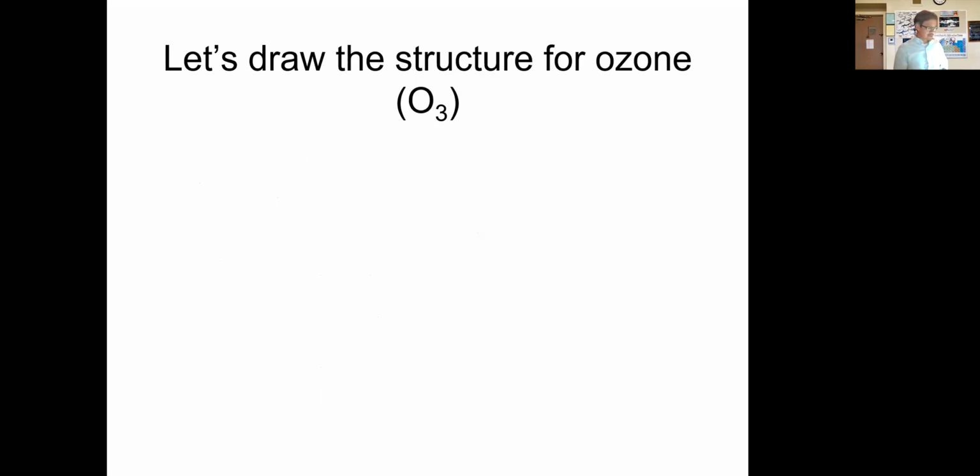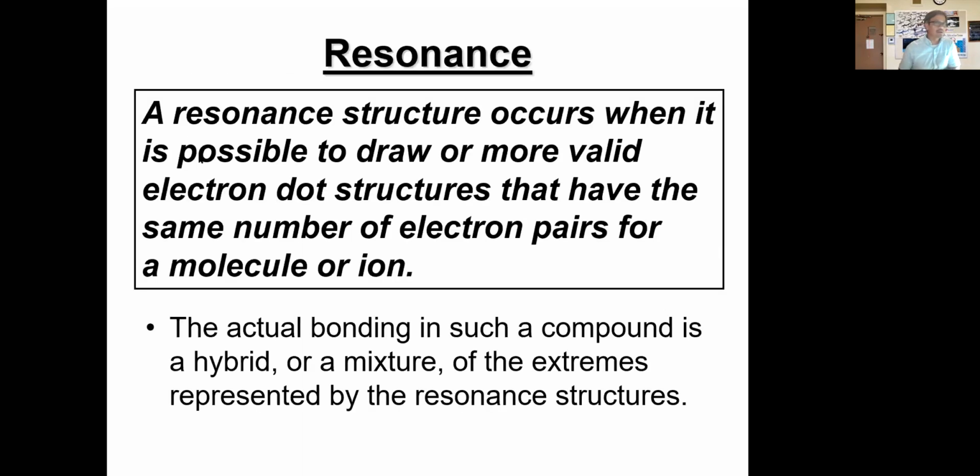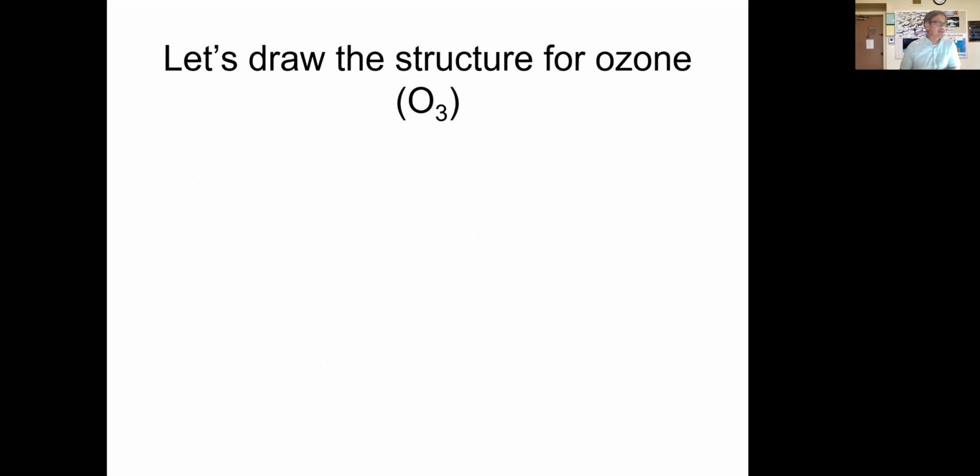Let's draw the Lewis dot structure here for ozone. Ozone is that molecule that we find in the atmosphere that protects us from UV rays, but ozone is also a byproduct of combustion of gasoline. So let's go ahead and draw the structure for ozone. I'm going to draw the puzzle pieces here really quickly to show you what I want us to do from here on out to help us.